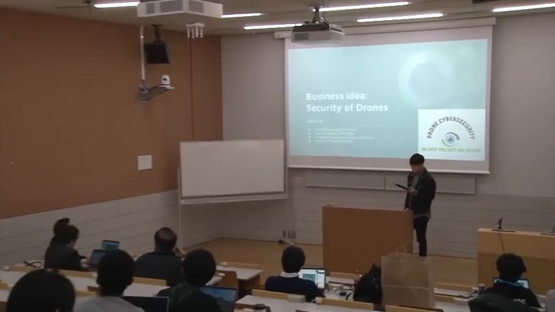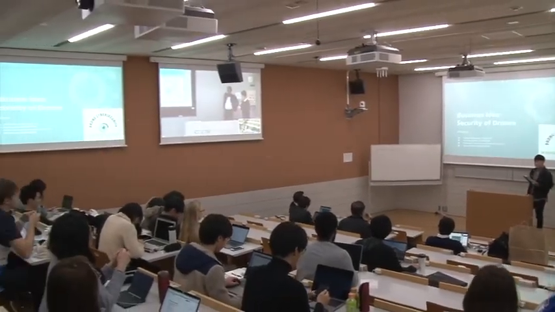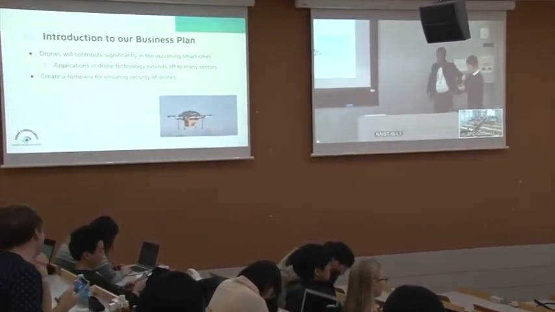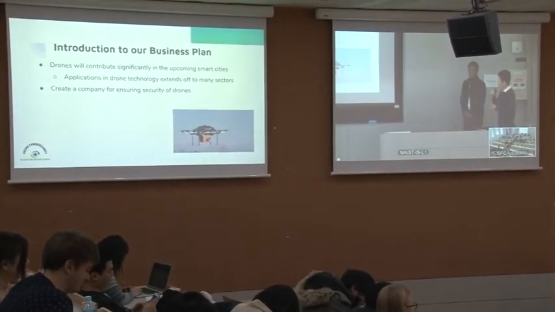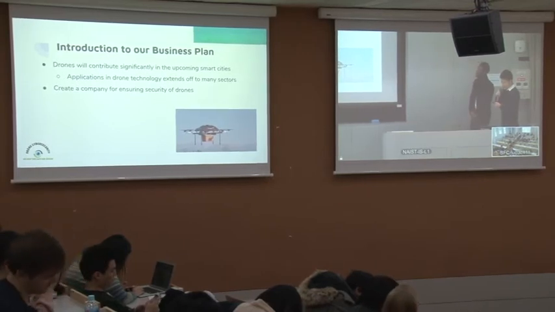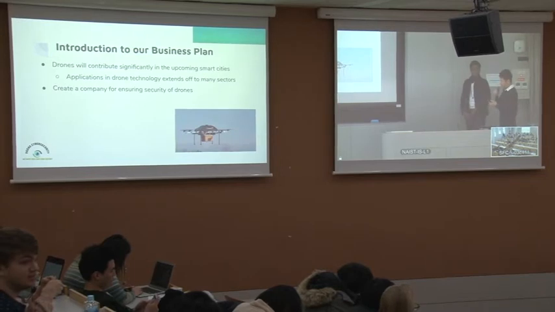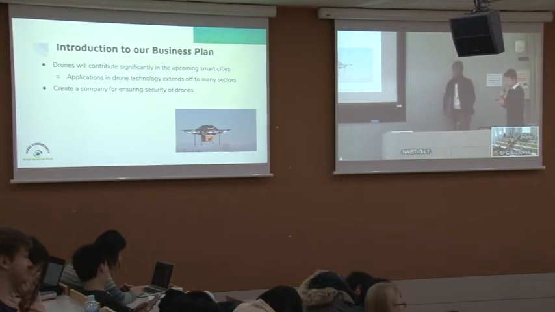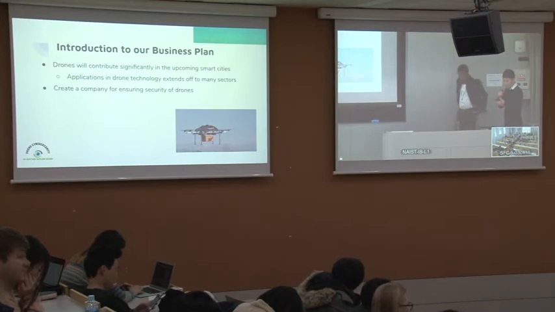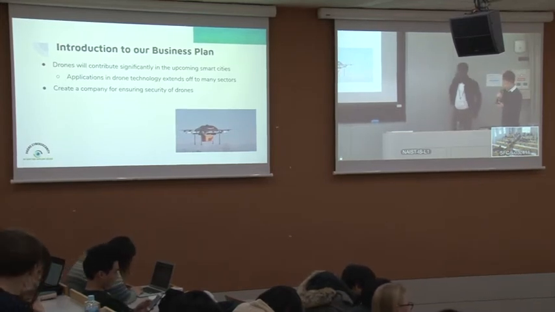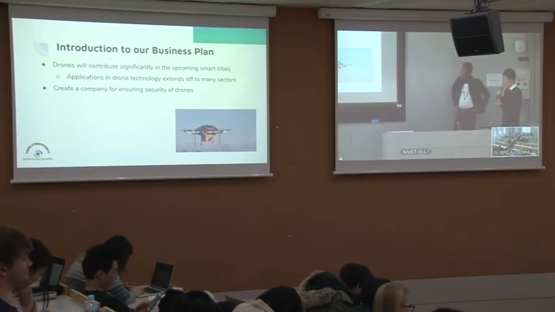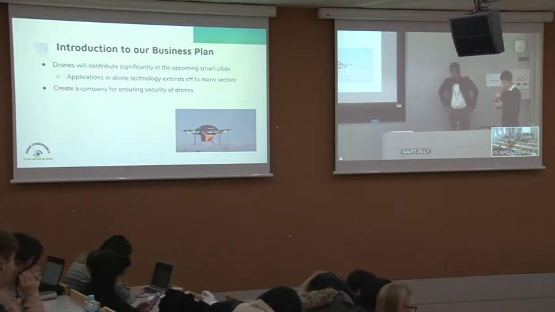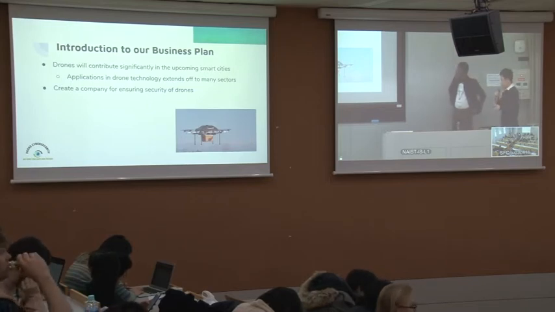Okay, hello everyone. We're Group 6, so now let us begin. Next please. Drones are impacting our society, like the army, advertising companies, and entertainment as well. They will contribute significantly to the upcoming smart cities. However, they could be misused for malicious purposes, such as terrorism. Therefore, our team has decided to create a company for ensuring the security of society against drones. By doing so, we will present our business plan.